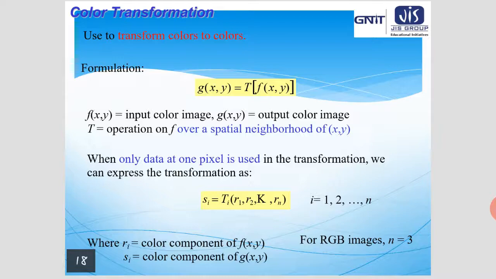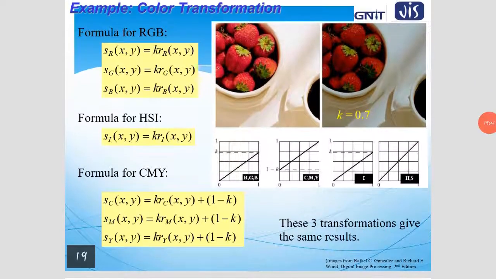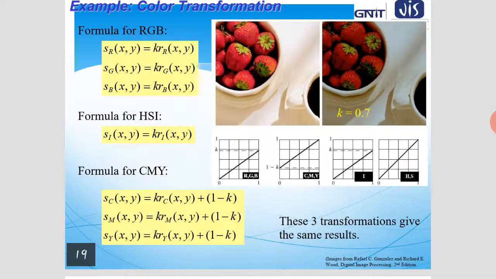So the formulations of the color transformations have been given here, by which we can do different types of color transformation. Now if we see the corresponding examples of color transformations, we can see the corresponding examples where the formulations of the RGB values have been given here. Here the constant K has been taken as 0.7.